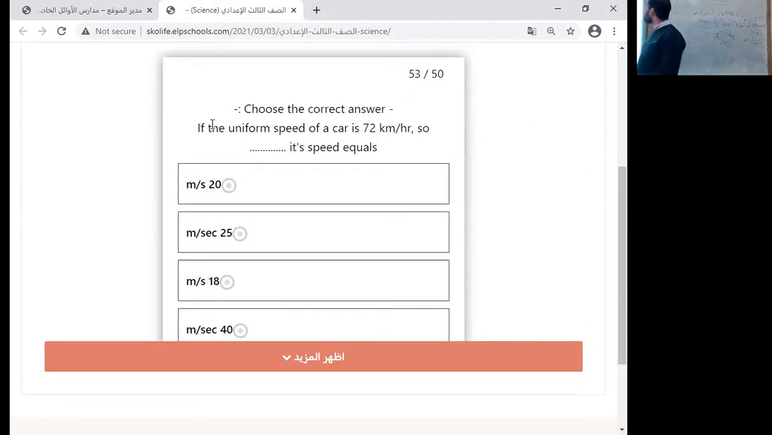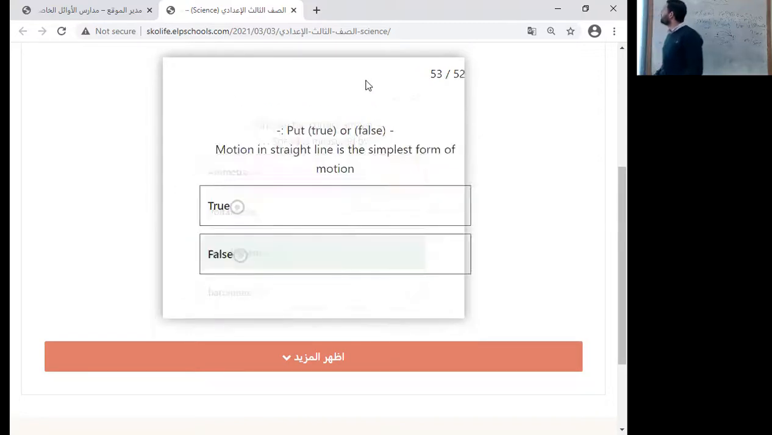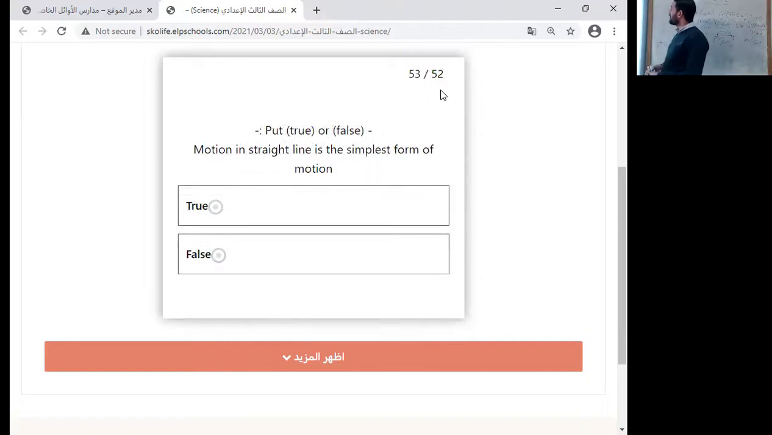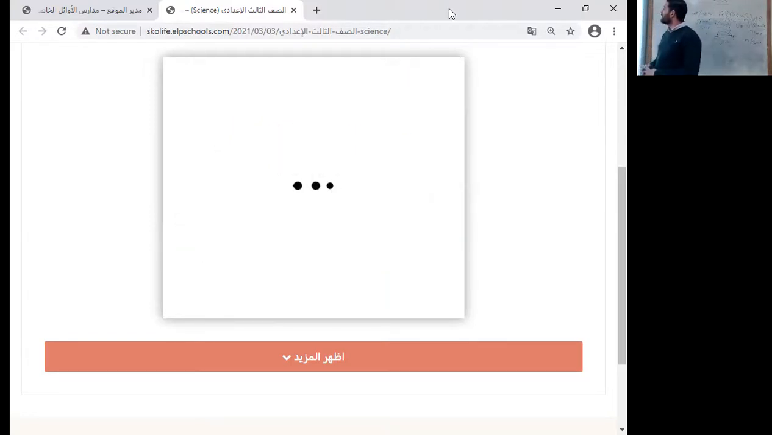If the uniform speed of a car is 72 km per hour, its speed equals 20 meters per second. For the first one, we multiply by 5 over 18. The speed is measured in meter per second, and he is asking about the tool which is used to measure it: the speedometer. Motion in a straight line is the simplest form of motion. Yes, it is true. The last one: total distance over total time is said to be relative speed. It is false.